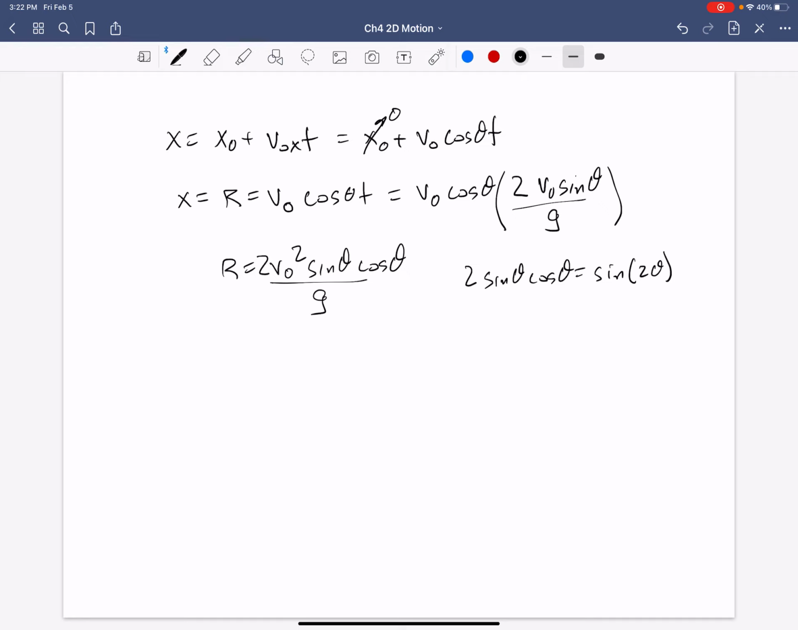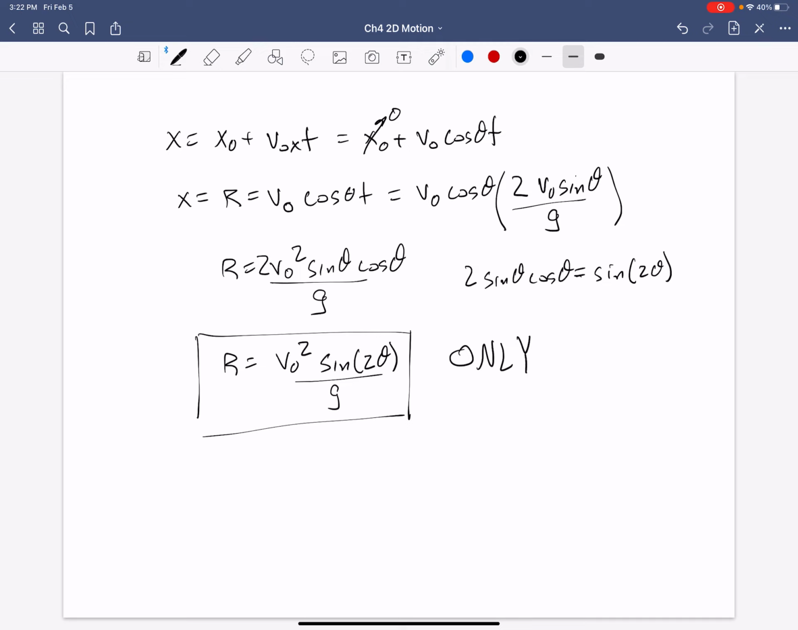I don't expect you to know this. I didn't. So if we use that, then this range equation is simply the initial speed squared. Notice it's not in component form. It's the general speed times sine of twice the initial angle over g. This is the range equation, and it's only applicable when delta y is 0. Okay? Delta y is 0.